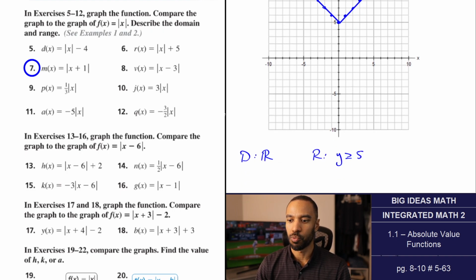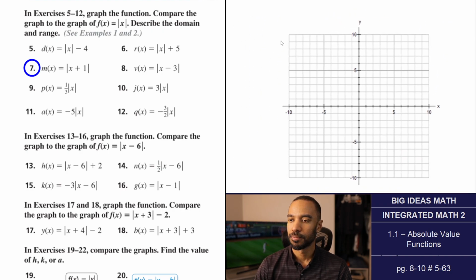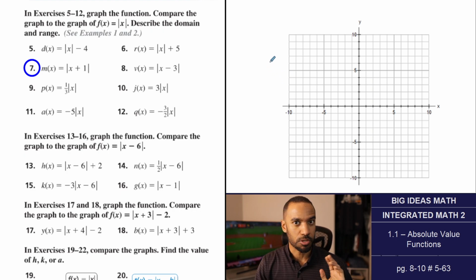Now this time the plus 1 sits inside of the absolute value function. So this represents the h value in a way. Remember, it's x minus h. How does it become a plus 1?